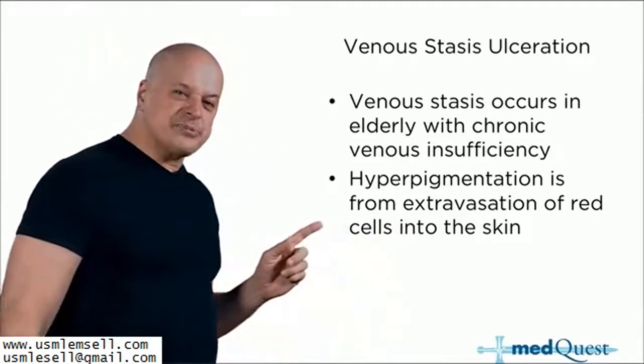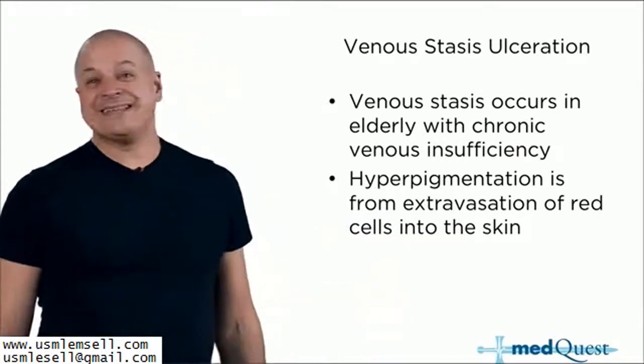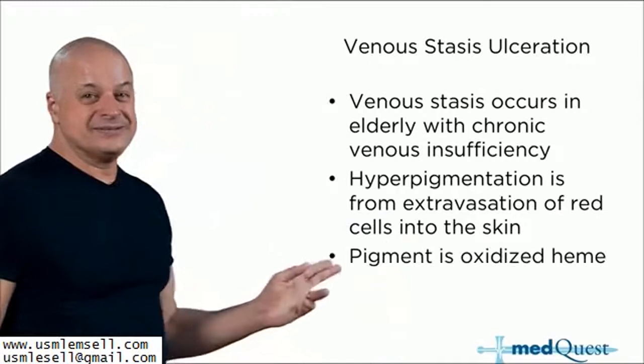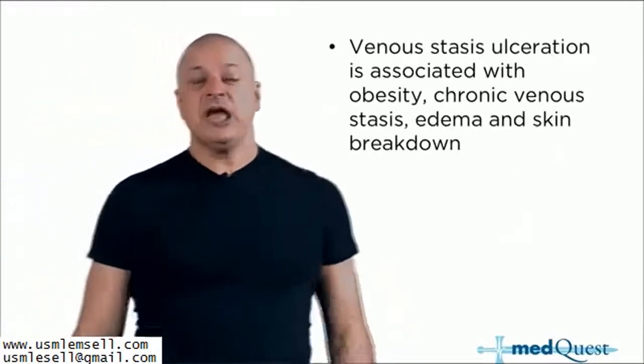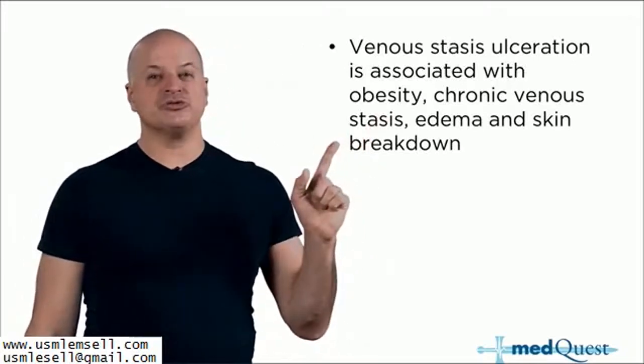You see, this hyperpigmentation is because the blood leaks out, and then you really can't do much of anything about it. It's oxidized heme. It cooks it. Venous stasis ulcers, very straightforward. And very straightforward means lose weight and move.